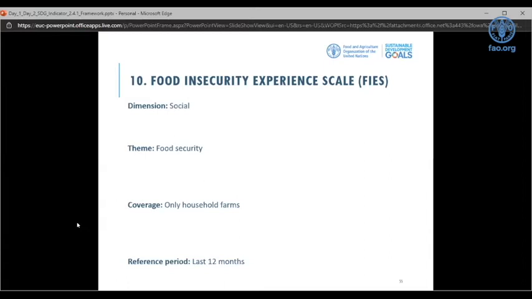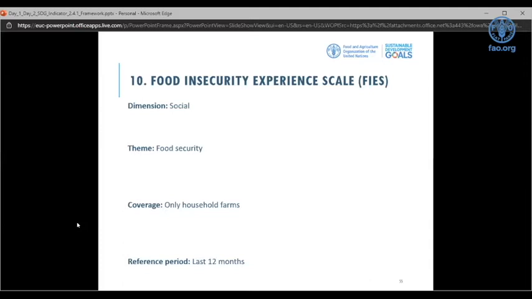Its customized or tailored version in the context of 241 tries to measure the extent to which the household of the holder or the owner of the agriculture holding are food secure despite having some agriculture production. Sorry, food insecure despite having some agriculture production.